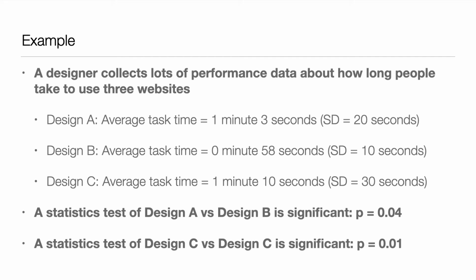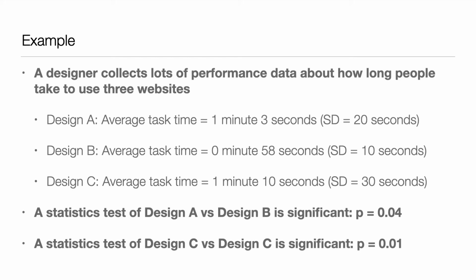Let's have an example. So a designer collects lots of performance data about how long people take to use 3 websites. So we've got design A, B, and C with some times there and standard deviations. Don't worry about the numbers. The significance, so design A and design B were significantly different at 0.04. It's below 0.05, we're good. Design B and design C is significant at 0.01. Well, that's definitely lower than 0.05, so we're good again.